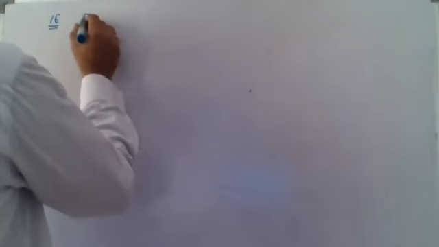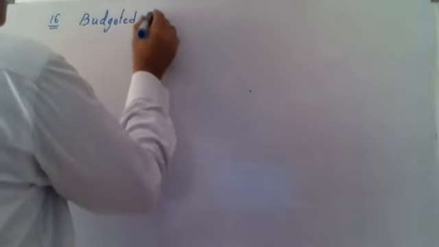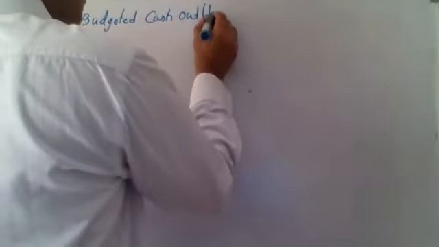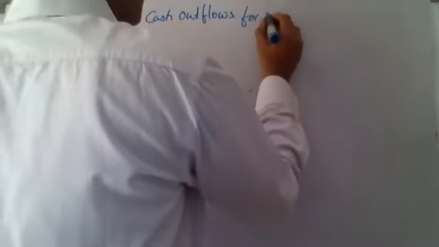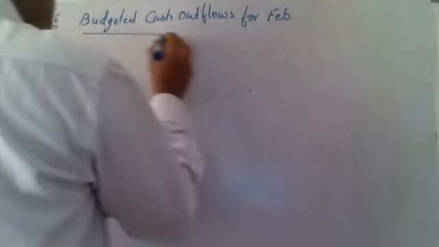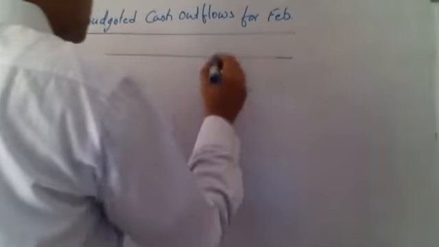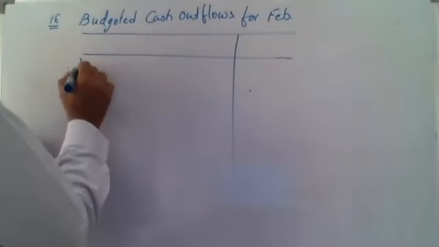I'm talking about budgeted cash outflows for February. There is no format as such because it is a typical question. The first payment he's talking about is wages.